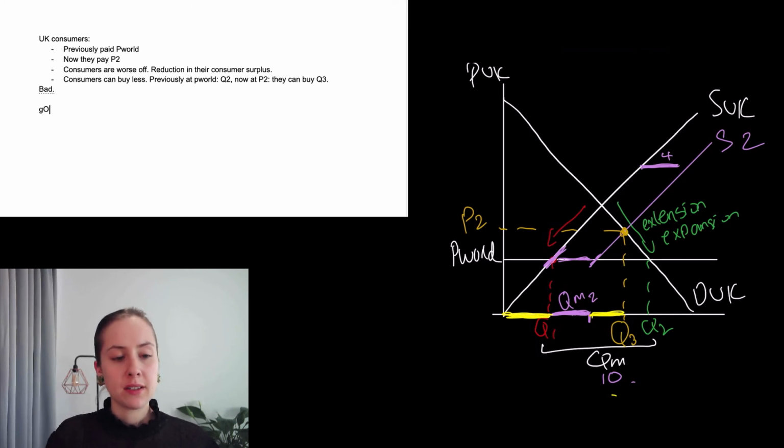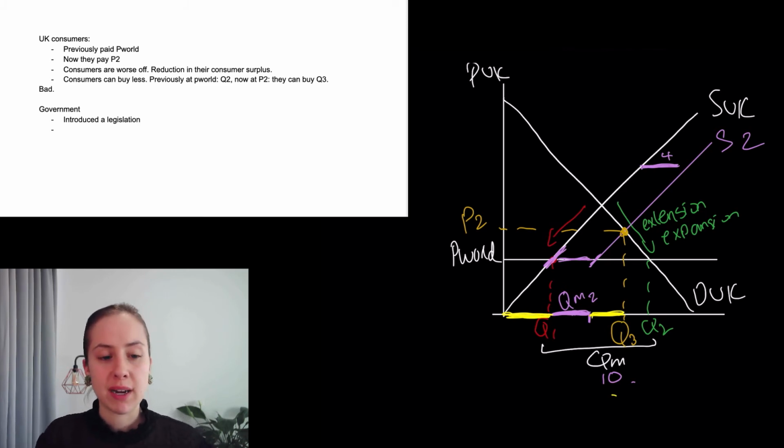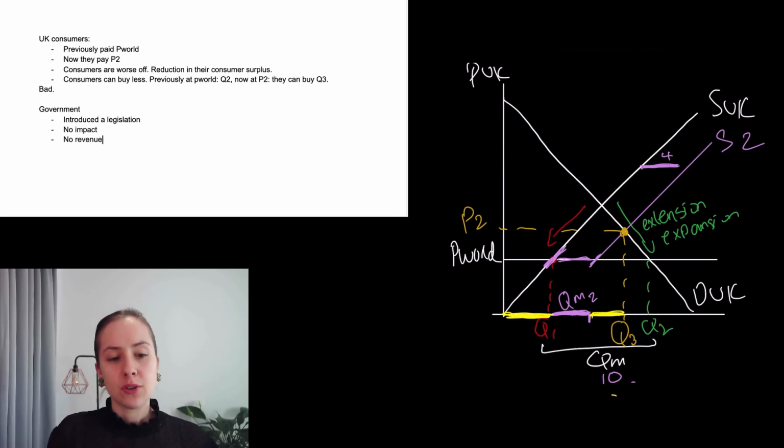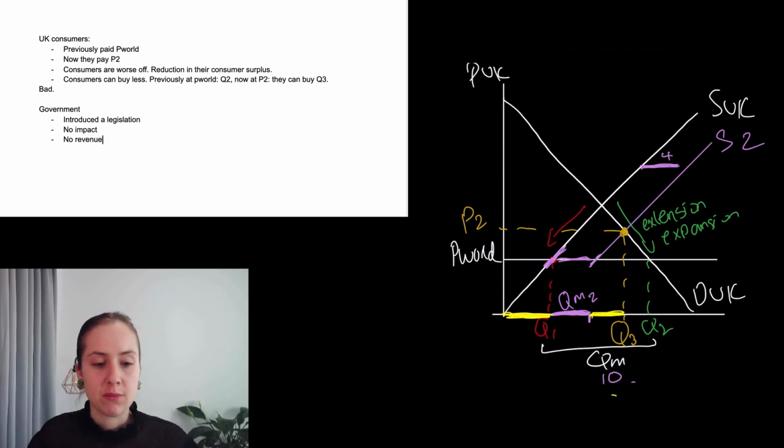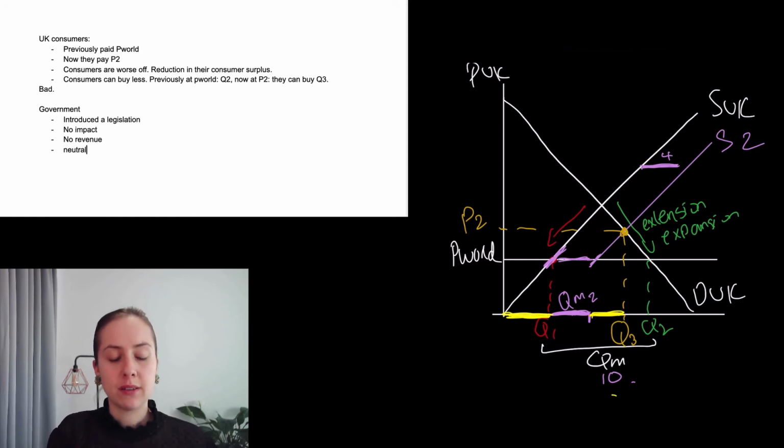Okay, let's think about the government. They've introduced a legislation. But other than that, there's been no impact to them because there's no revenue that can be generated from a quota, no revenue that they had before, so they're pretty neutral. They haven't really gained or benefited from this.